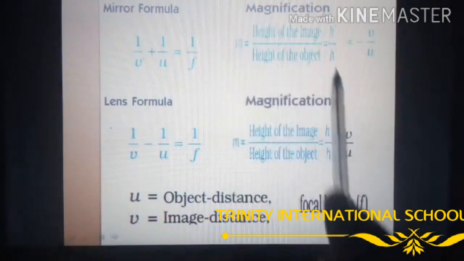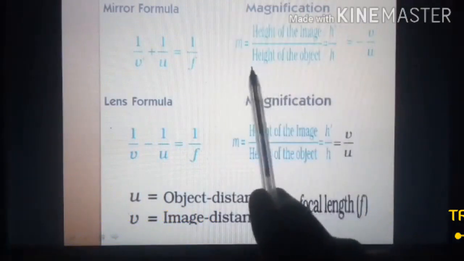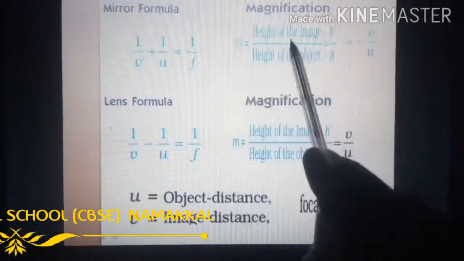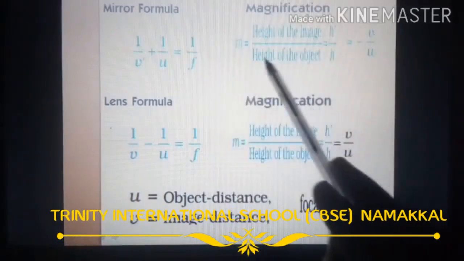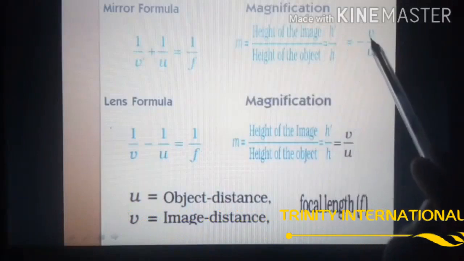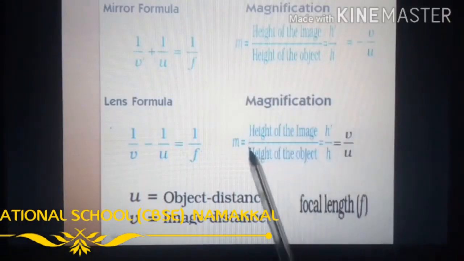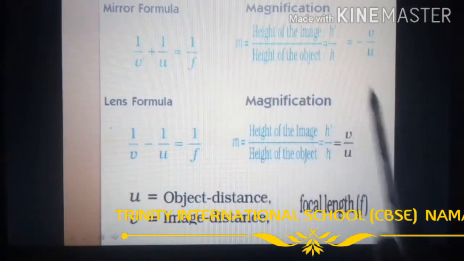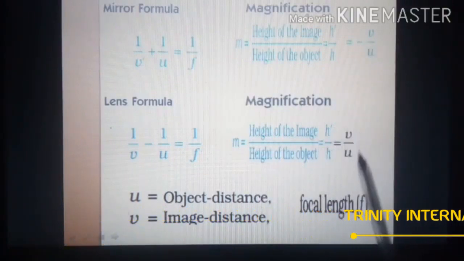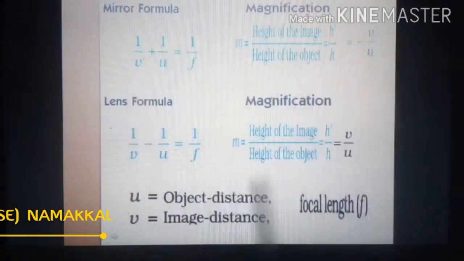The height of the image h dash by h is the magnification, but in the case of a mirror it is minus v by u. So m equal to h dash by h, which is equal to minus v by u. In the case of a lens, m equal to h dash by h equal to v by u. For mirrors, minus v by u. For lenses, plus v by u. So simply, you should remember these four formulas.